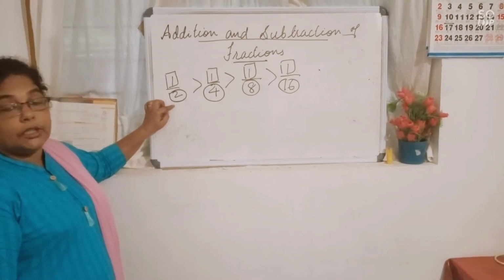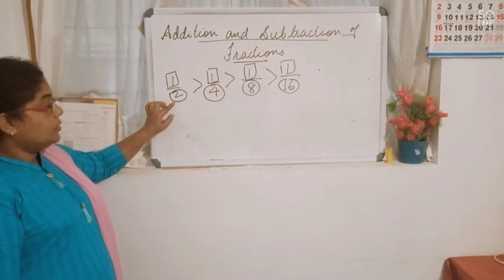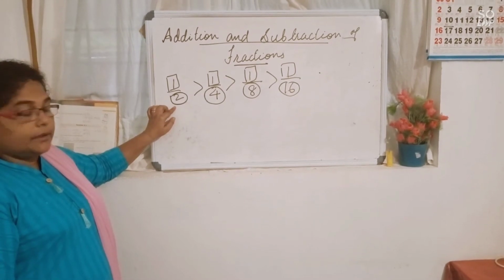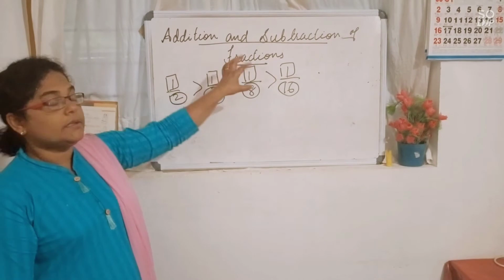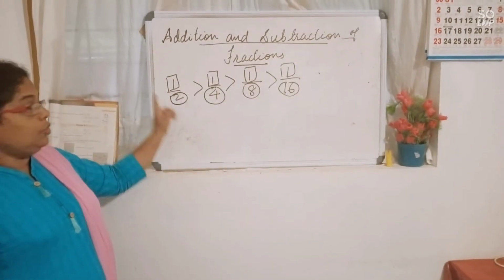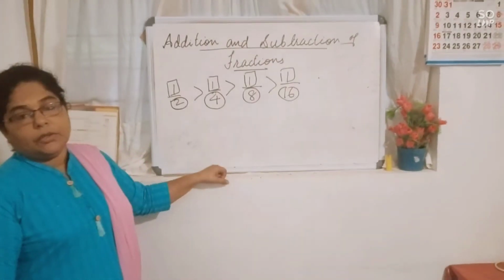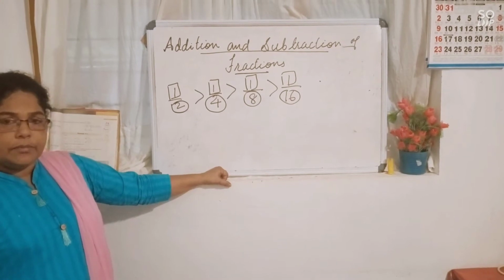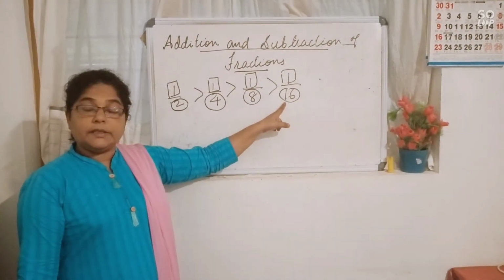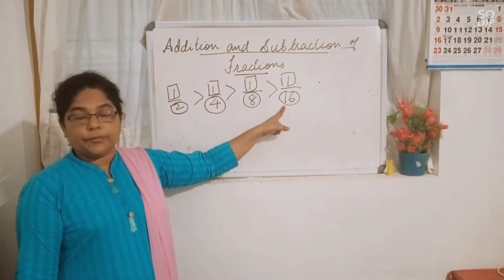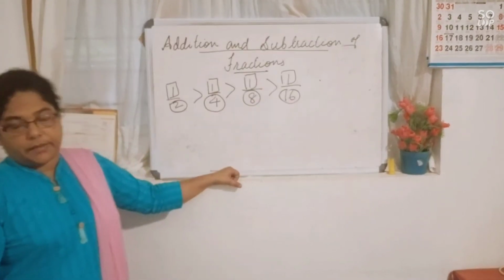Changes in the denominator. So what happened to the denominator? The denominator is increasing and there are no changes in the numerator. The numerator is the same. So when the numerator is the same and the denominator is increasing, where is the greater denominator? That is the smaller fraction.